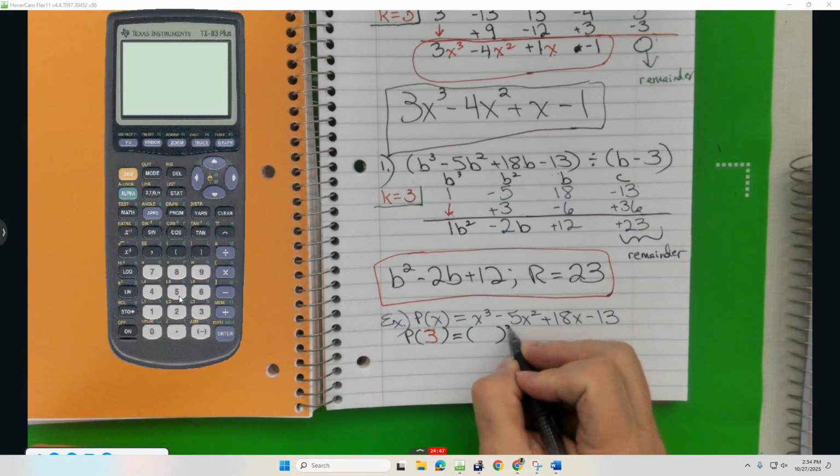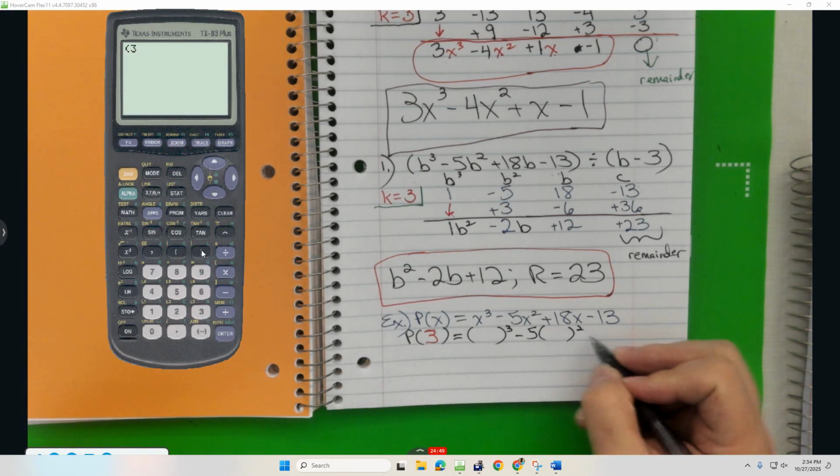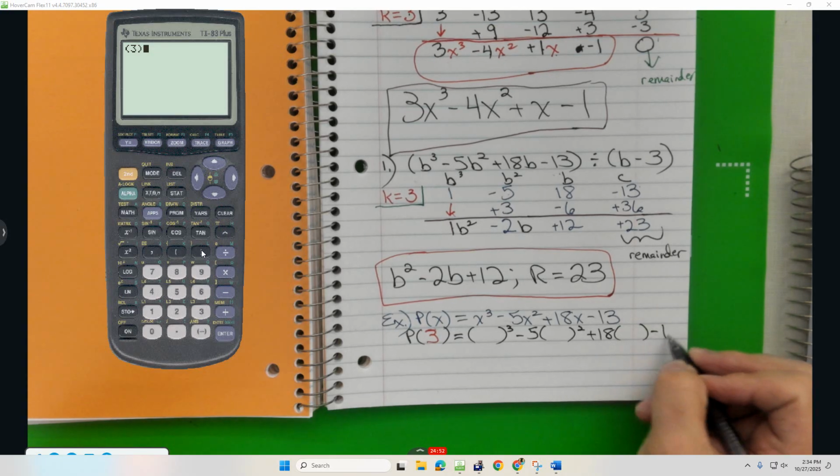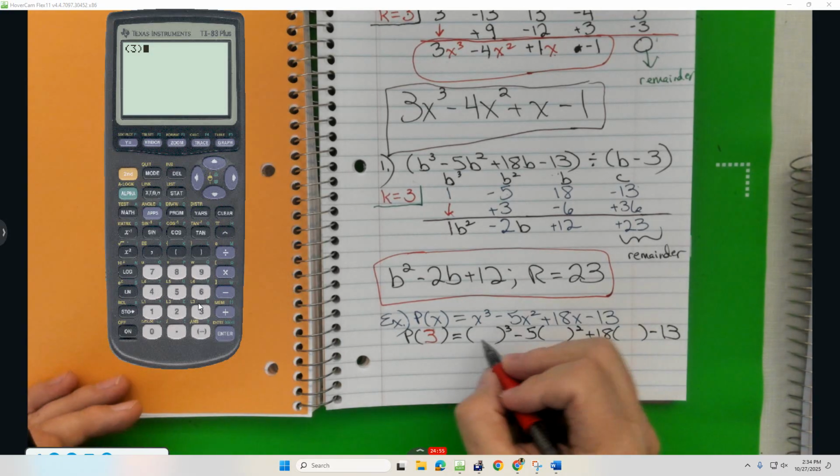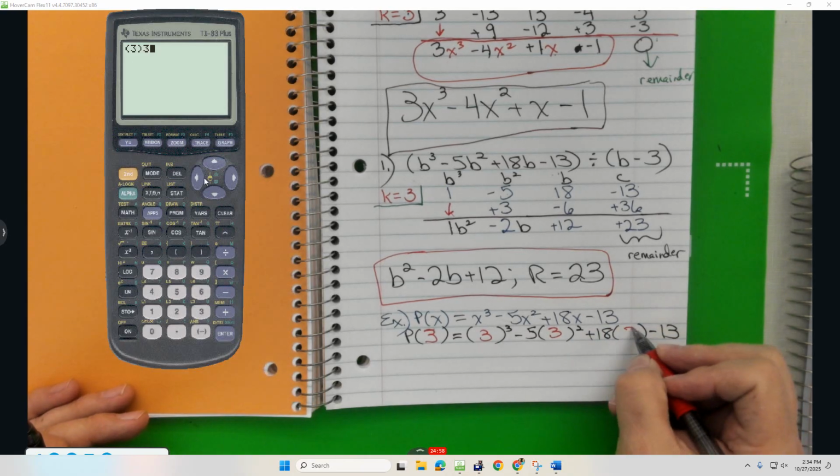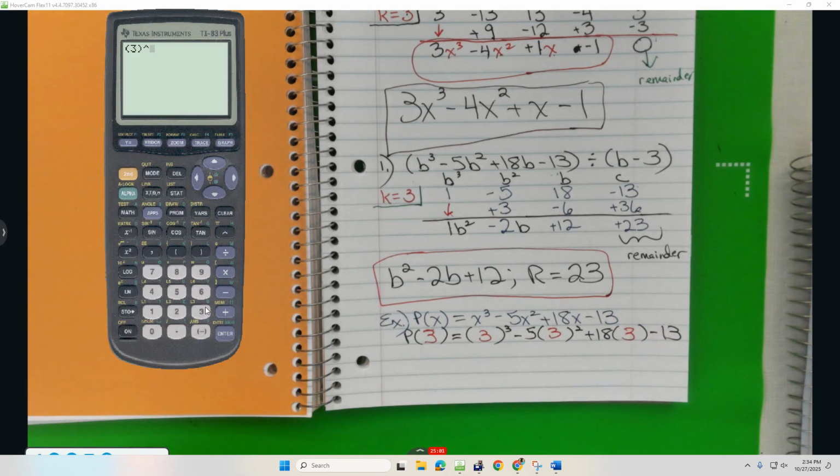We'll have a 3 cubed minus a 5 times a 3 squared plus an 18 times a 3 minus 13. We're plugging in a 3 everywhere there's an x. And look at Tony's calculator up here. He's punching this in for us. 3 cubed minus 5 times 3 squared, I'm putting it in parentheses just to make it look like what you wrote, plus 18 times 3 minus 13. Anyone want to guess what we are going to get when we do this? Well, okay, let's look and see what it is.